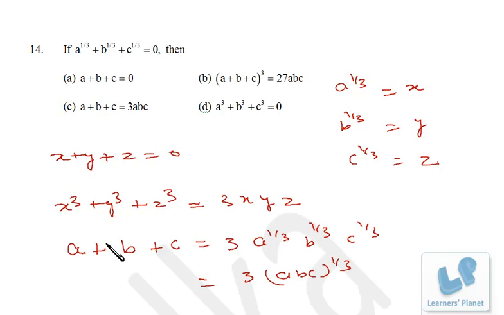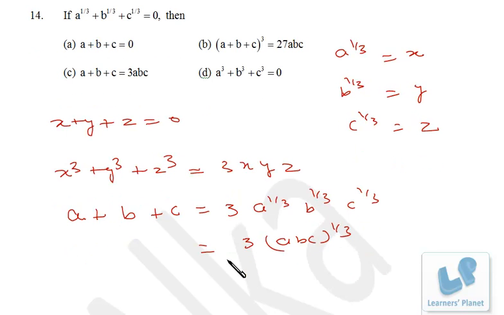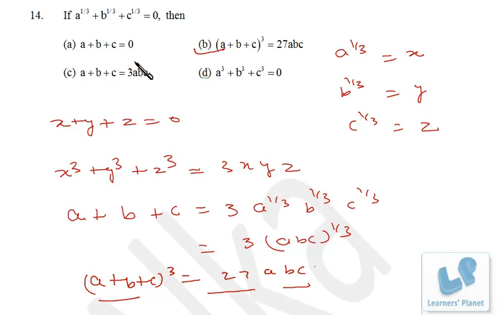And if we cube both the sides, what we will be getting? A plus B plus C whole cube is equal to cube of this, that is 27ABC, right? So once again the same application over here. So this is the correct answer. Just try to recall this, right? So this is a bit of a variation, but you should be able to recall the property or the algebraic identity.